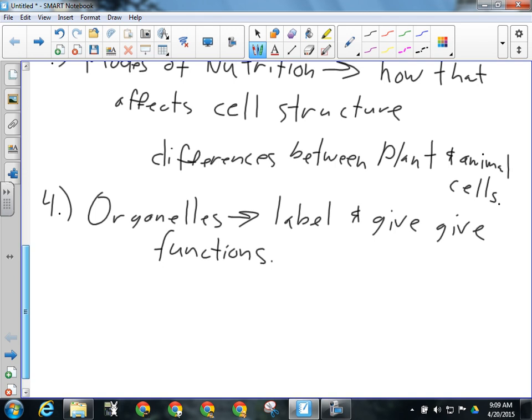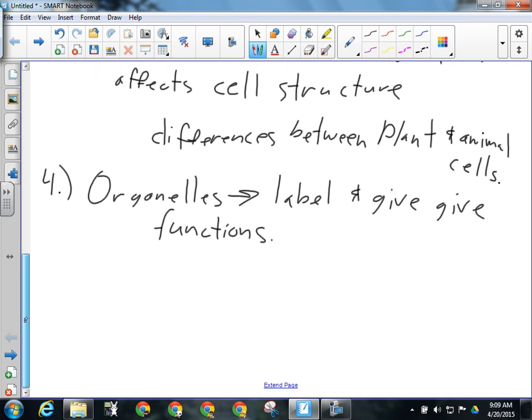Or for the mitochondria, you could say burns sugar for energy. Something like that. It doesn't have to be a long, detailed explanation. There's probably not going to be that much room for that anyway. And then as part of that, it was the same lesson, but I'm going to treat it as a separate topic.